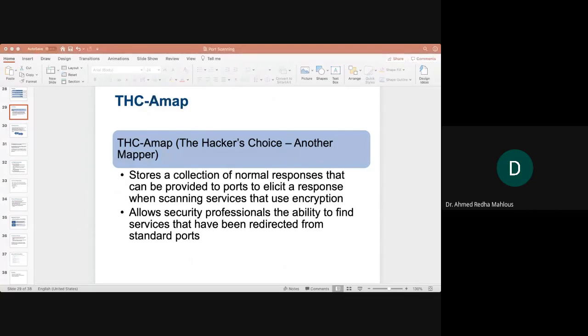Can you hear me, Shabab? Because I got stuck here. Can you hear me? Yes, doctor. Because sometimes when I don't hear you, it's like I'm talking alone. So I will stop the recording.